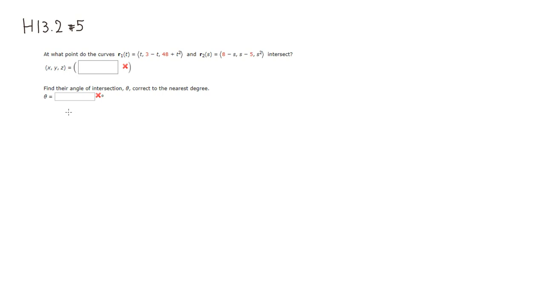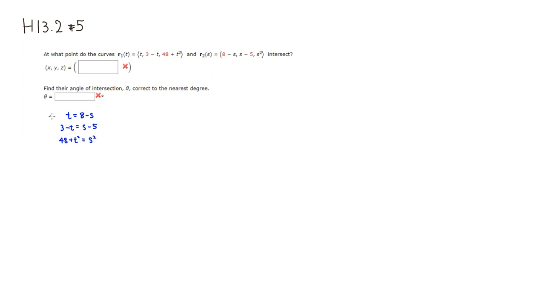So we have t is equal to 8 minus s, and also 3 minus t is equal to s minus 5. And the last one is 48 plus t squared is equal to s squared.